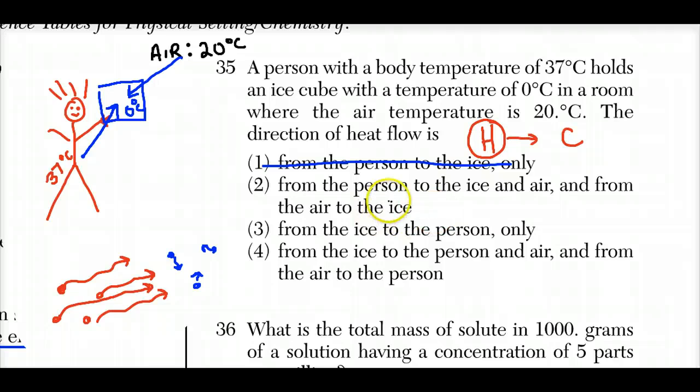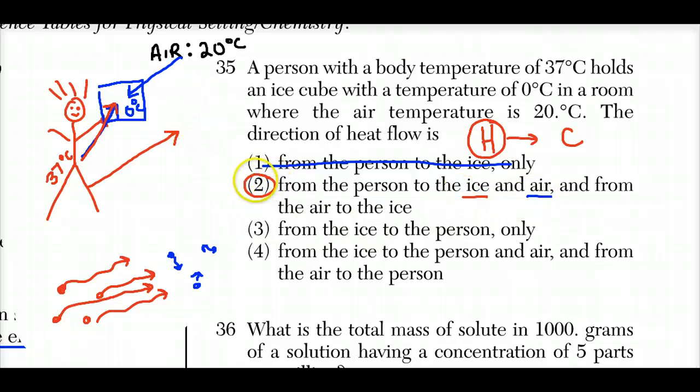So from the person to the ice, yes, and air. Oh, I forgot to think about that too, because this is going to be warmer than the air, so the person's going to give off heat to the air as well. So the person's giving heat to the ice cube because it's warmer, and because the body temperature is warmer than the air, it also will warm up the room. So yes, from the person to the ice and air, and from the air to the ice.